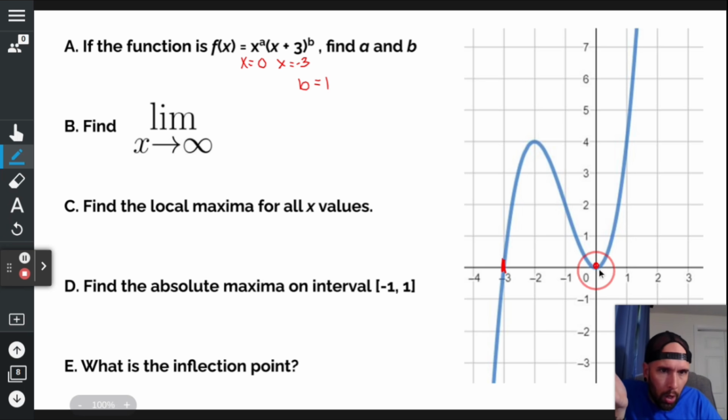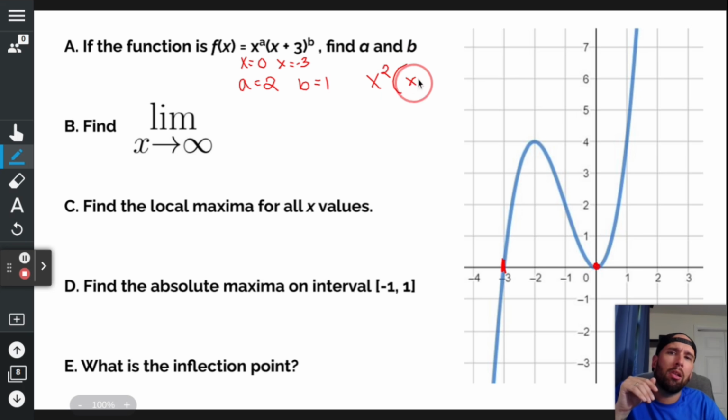Boom. Which implies that we have an even exponent. So if this is a cubic, which it is, and it's an even exponent, a has to be 2, which means this function is x squared because x ricochets off, and x plus 3 to the first because it goes through -3 once and only once. Right off the bat with multiplicity.